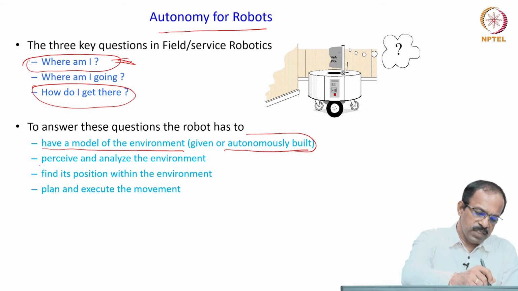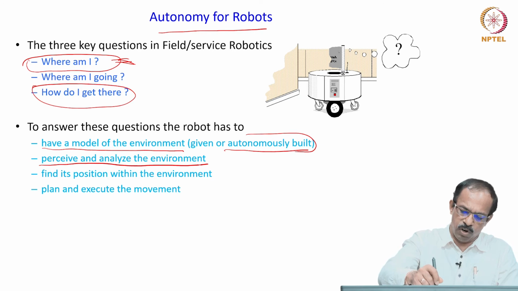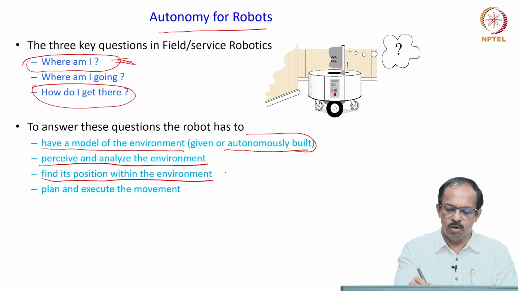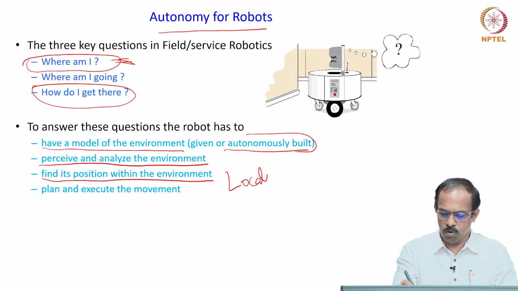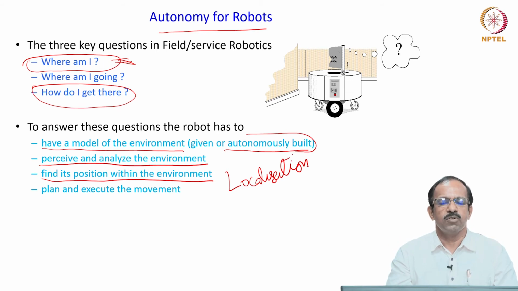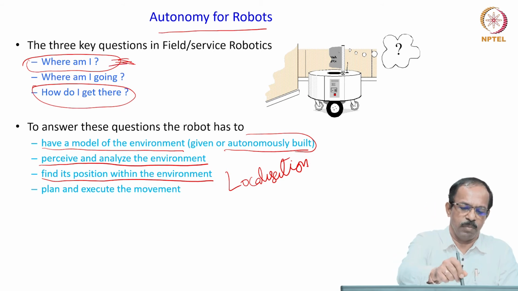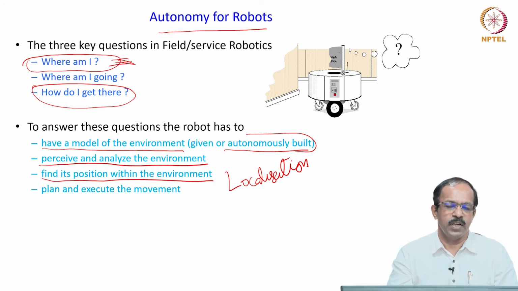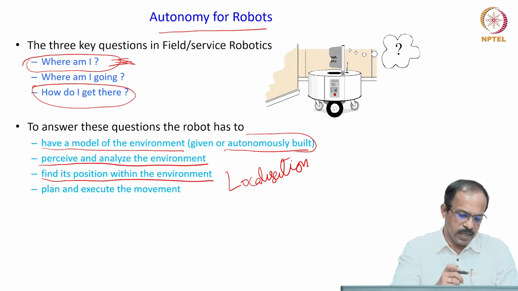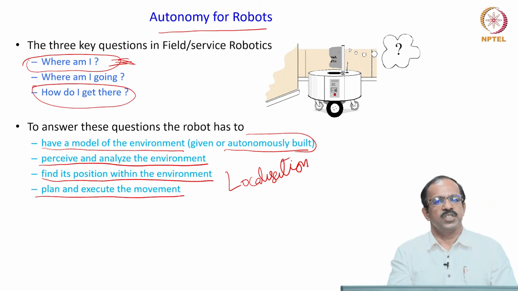So that is one requirement for the robot. And then within that environment, it has to perceive and analyze the environment and then find its position within the environment. So this is basically known as the localization of a robot. The robot needs to localize itself. So this is the requirement of a robot in answering the question, where am I? So if there is a map, then use the map and the information coming from the sensors, analyze this and then decide where it is. That is the first thing. And then plan and execute in the environment.